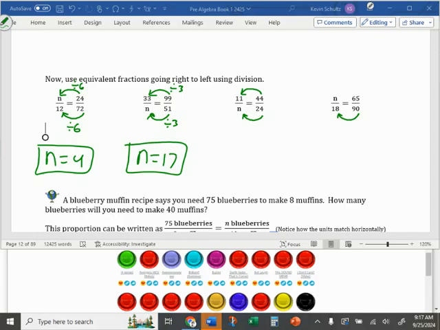Yeah, questions? Yes. Should we do these as well? If you want to start on the word problems at the bottom, you can do those too. We'll talk about those together.